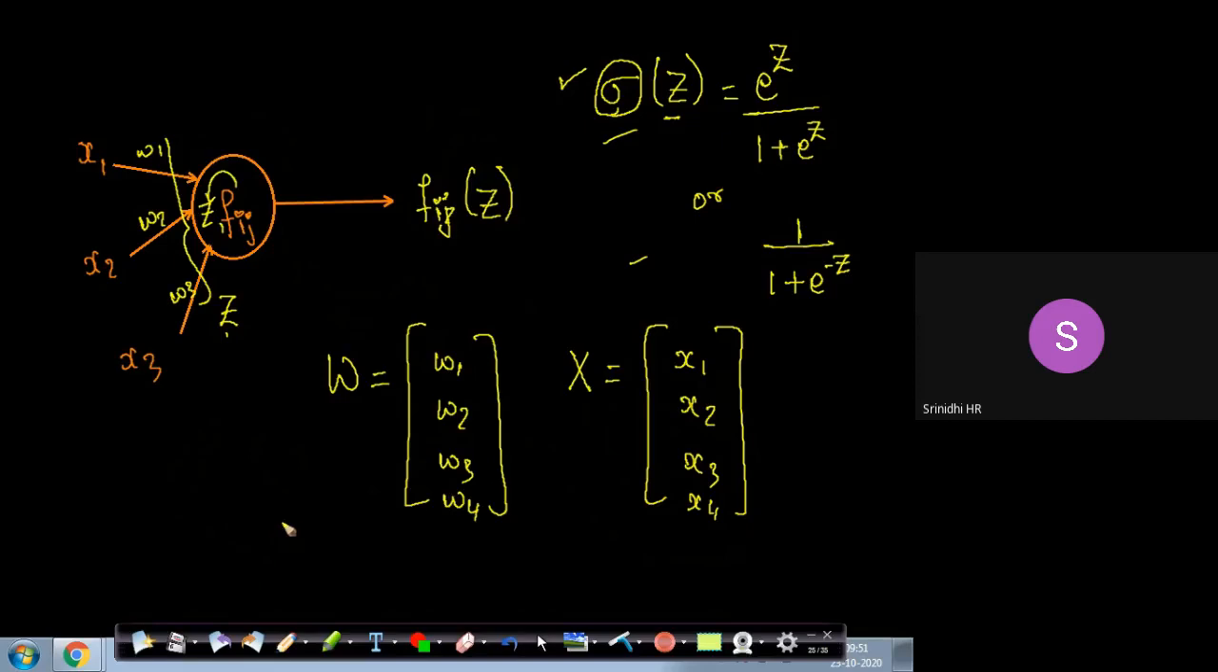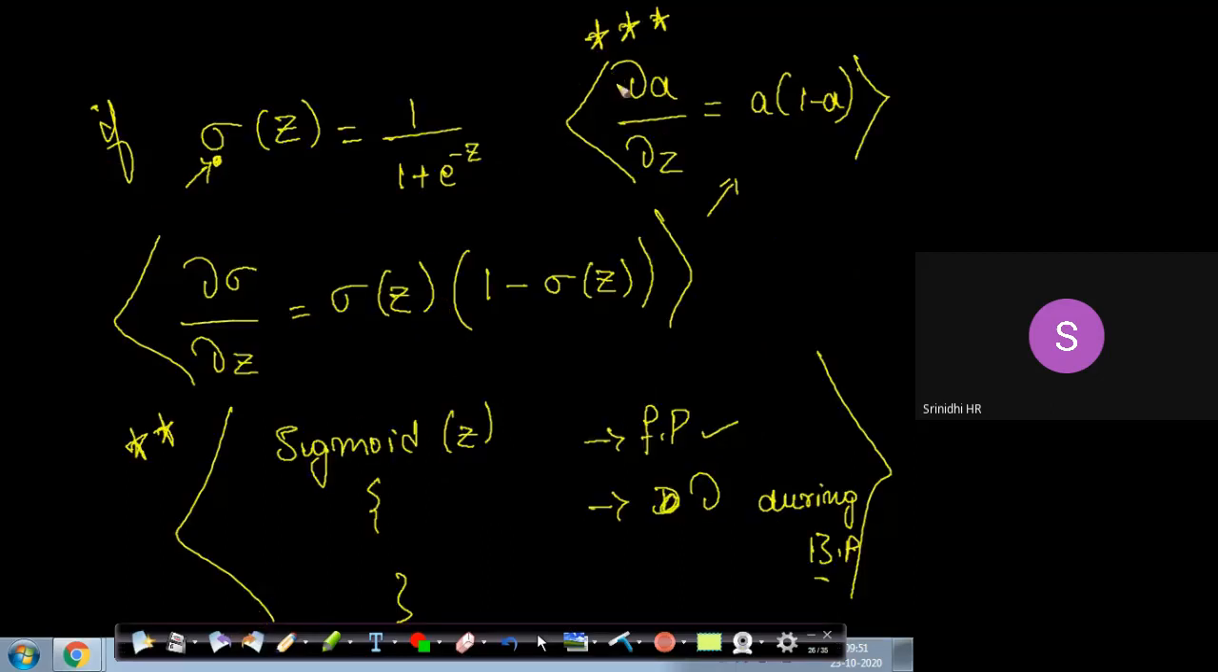For this, I'll be considering sigma of z, where z is all the inputs, the formula we wrote. Next, I'm also applying the derivative to sigma. When I apply the derivative to sigma, I have sigma of z into 1 minus sigma of z. How did it come? The derivative of a can be written as a into 1 minus a. So the sigmoid of z is always used in two things: one during forward propagation, and second to find the derivative during backward propagation.